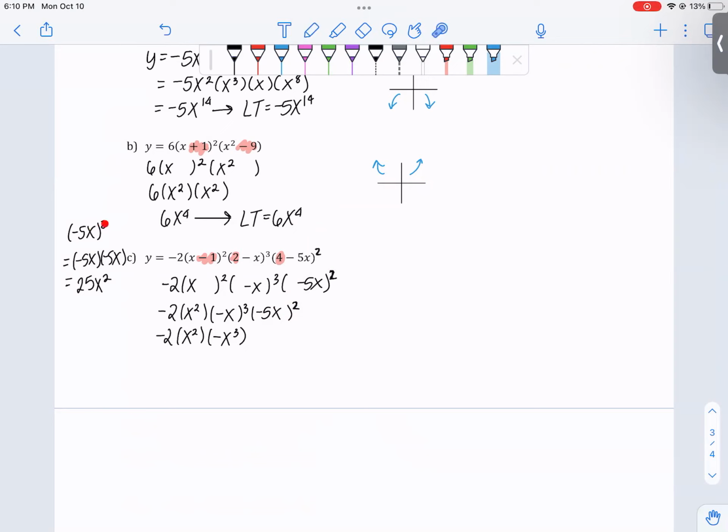So the 5 gets distributed to each of these. If you square -5, you get +25. If you square the x, you get x squared.